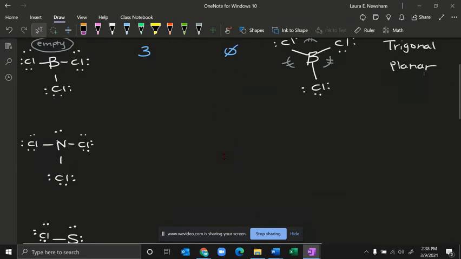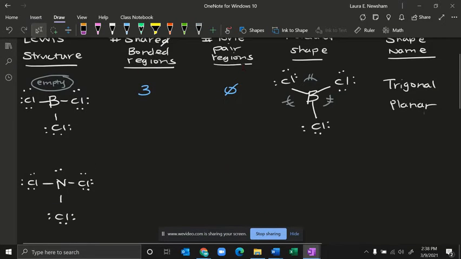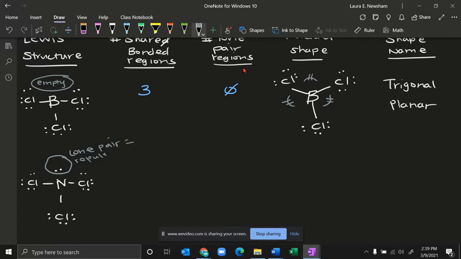Now, if you look at the one right underneath it, let's compare it to what's going on with nitrogen and 3 chlorines. This is boron and 3 chlorines. This is nitrogen and 3 chlorines. And we'll see right off the bat that we have a lone pair. What does that lone pair do? That lone pair causes repulsion. That's going to affect the shape.